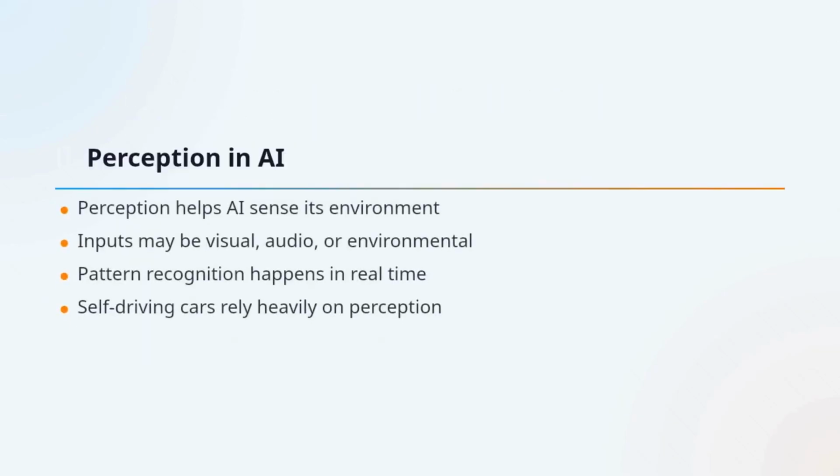The fourth component is perception, which is how AI gathers and interprets information from the world around it. In humans, perception comes through our senses, and in AI it comes through sensors, cameras, microphones, or other input systems. This can be quite challenging because real-world environments are messy and constantly changing. A strong example is self-driving cars, which must identify roads, traffic lights, weather conditions, and nearby objects in real time.